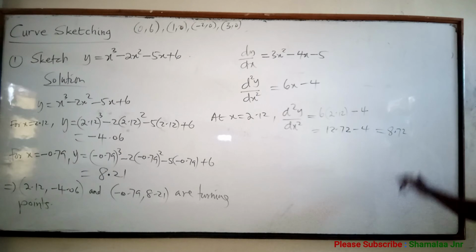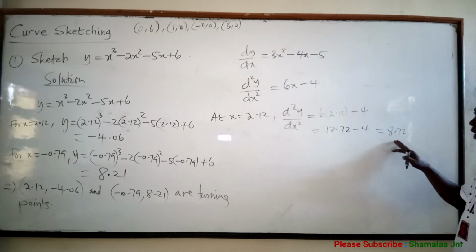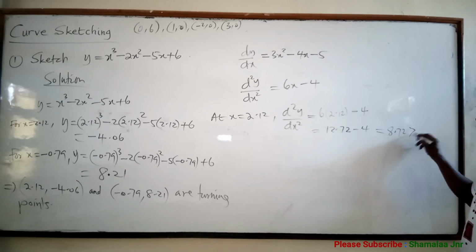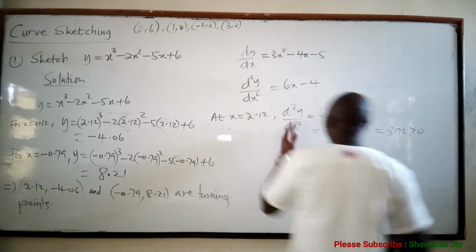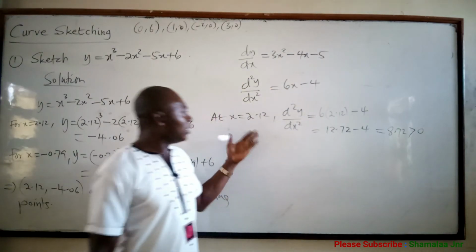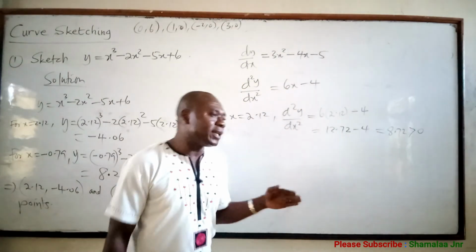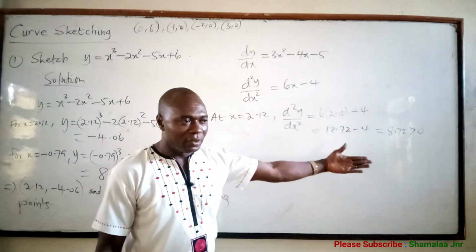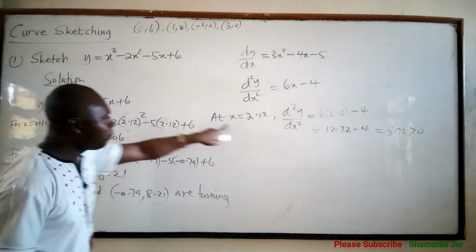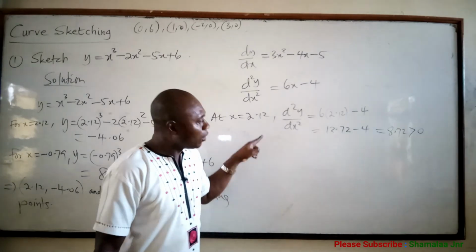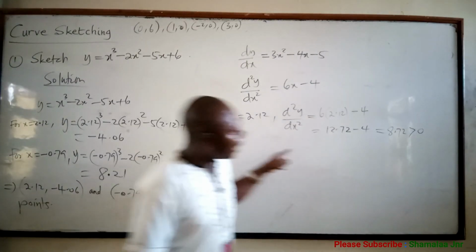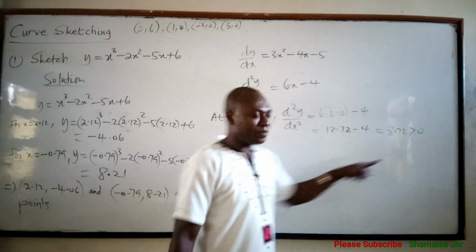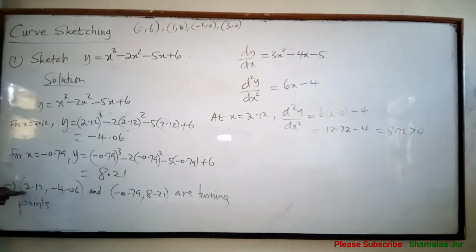8.72. Now, viewers, look at the board. You see that we are getting 8.72. 8.72 is greater than 0. When you find the d squared y dx squared and you put in any x value, and the answer you are getting is greater than 0, what it means is that that point is the x coordinate of a minimum turning point.